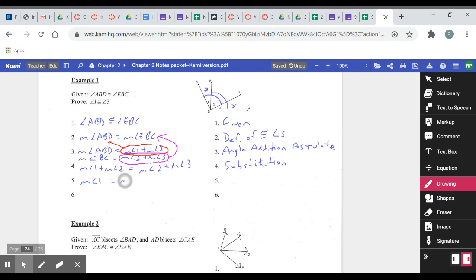Remember, you're allowed to do anything you want to an equation as long as you do the same thing to both sides. So if we subtract measure of angle 2 away, we're left with measure of angle 1 equals measure of angle 3, and that is subtraction. And then from there, we're just changing from the equal sign to the congruent sign. And that is definition of congruent angles again.